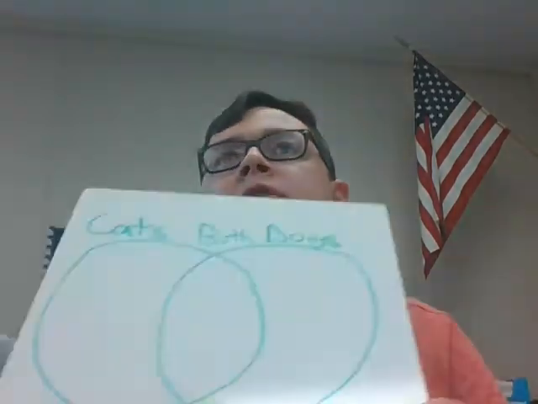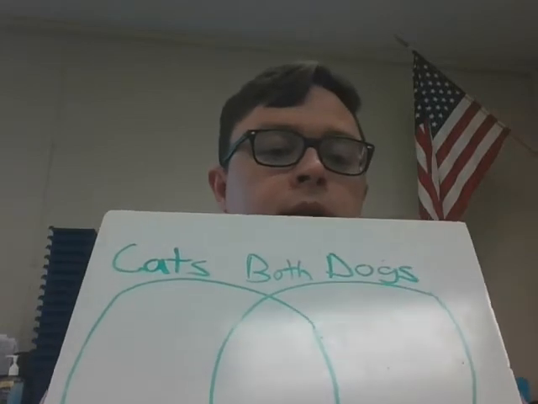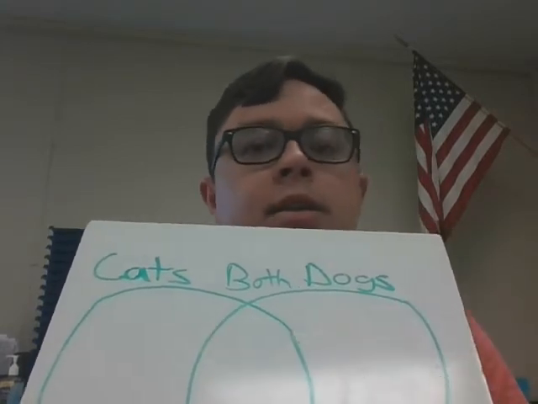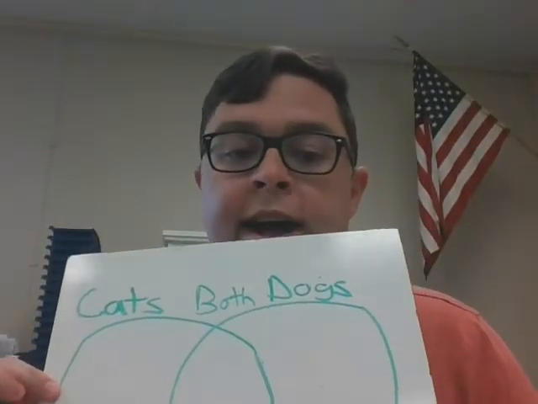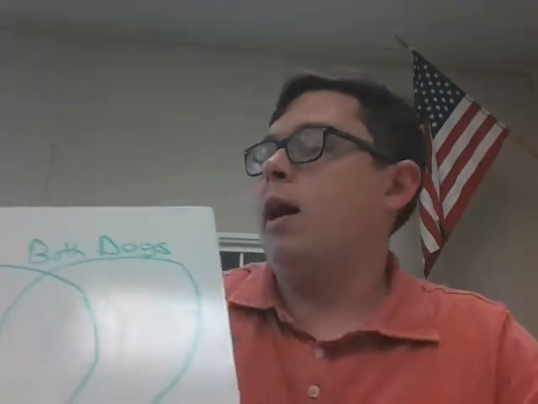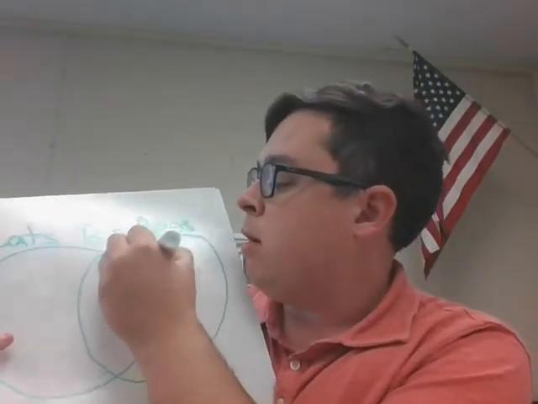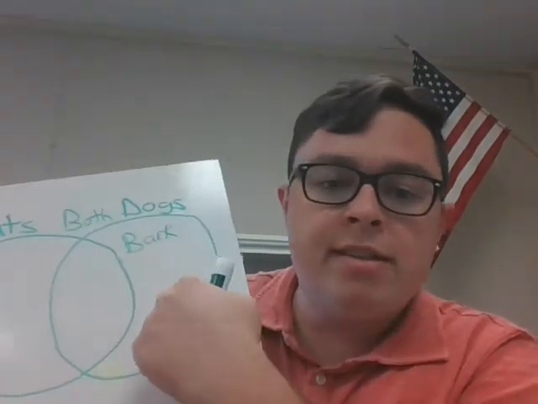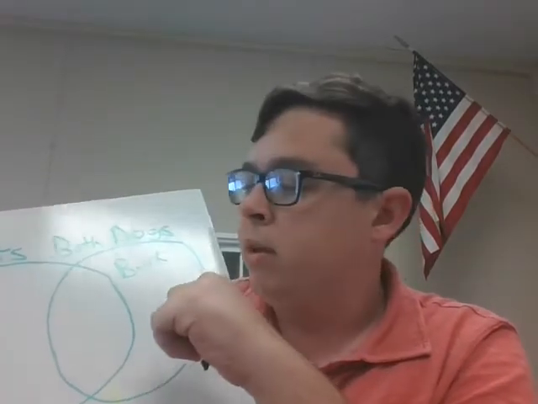Okay, so think about the difference between cats and dogs. Let's see. Well, a difference is dogs bark while cats do not. So what I'm going to do for dogs, in the dogs part, I'm going to put bark. See how I put it on this side where I have dogs? I put it over here.